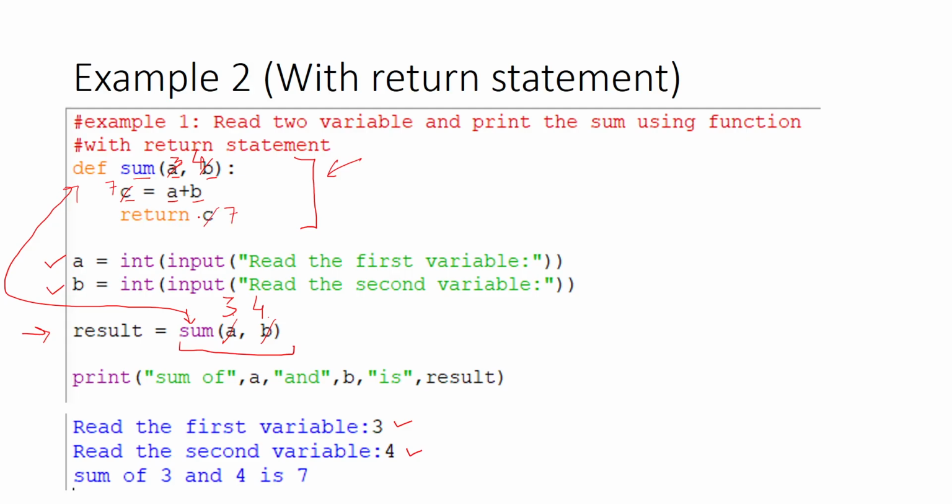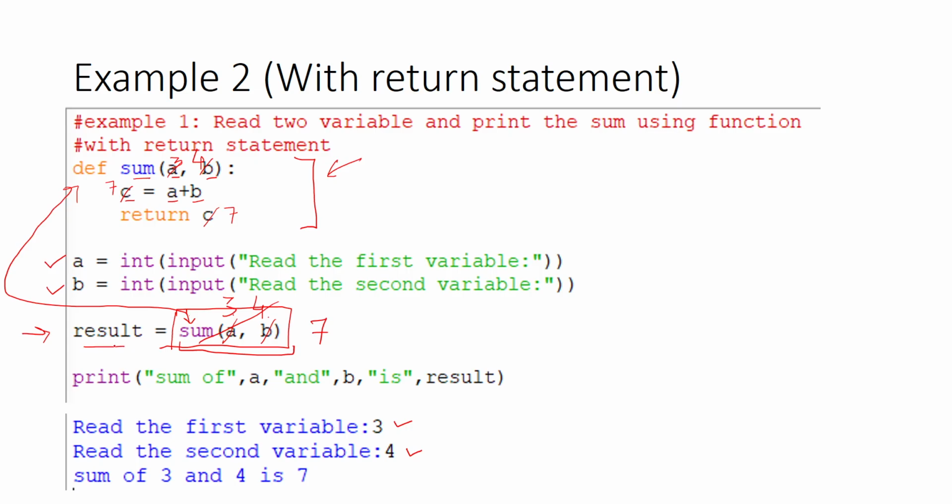So it will return the value 7. At the time when it returns, this complete expression will be replaced by the value 7. Okay, because this complete definition is returning the value 7. This complete sum(a, b) will be replaced by the value 7. So this statement becomes result is equal to 7. So you are assigning the value 7 to a variable called result.